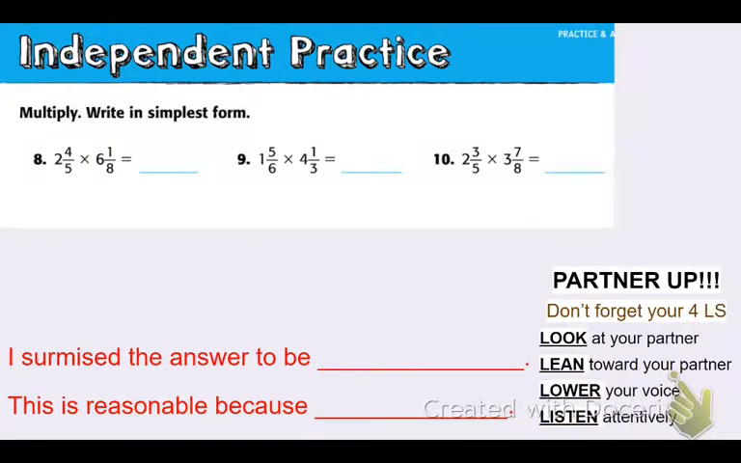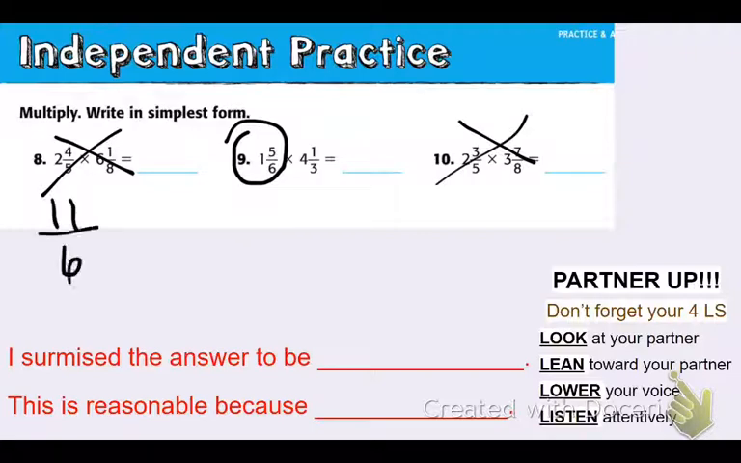All right, moving into independent practice, multiply, write in simplest form. Let's try number 9. Let's make those improper fractions. 6 times 1 is 6, plus the 5 is 11/6. We keep the same denominator. Now we can look at this one. 4 times 3 is 12, and then I can add the numerator. 12 plus 1 is 13. Keep that 3 on the bottom.